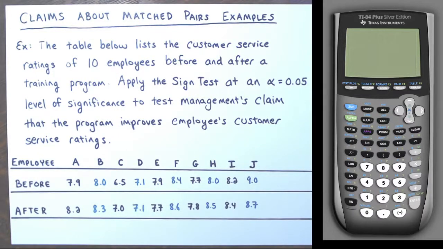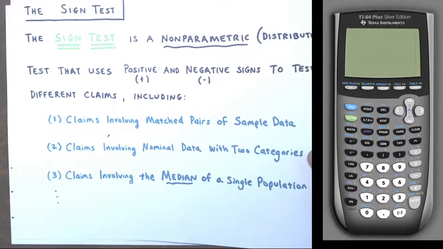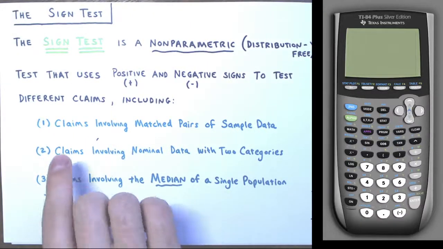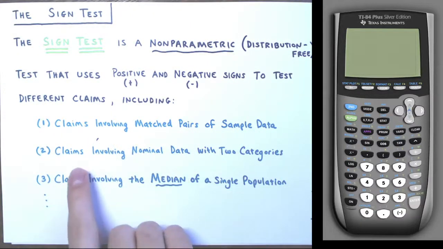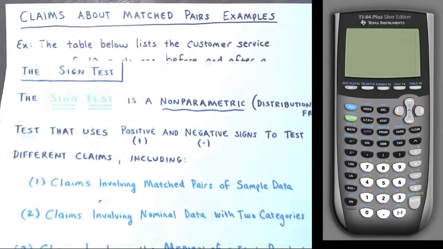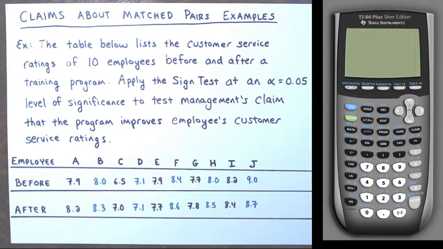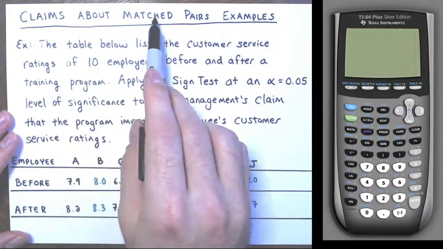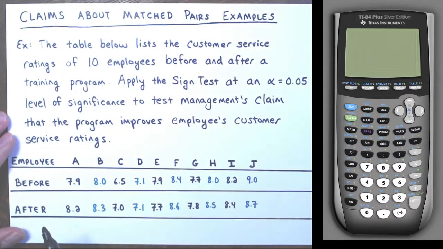Alright, so I have some examples written out here. I'm going to go one at a time. Remember, I was mentioning on the first page the Sign test, how we can use this Sign test to test claims involving matched pairs of sample data and these other two. I have broken up my examples into those categories. So my first set of examples are involving claims about matched pairs of data. So the first example in this category reads as the following.